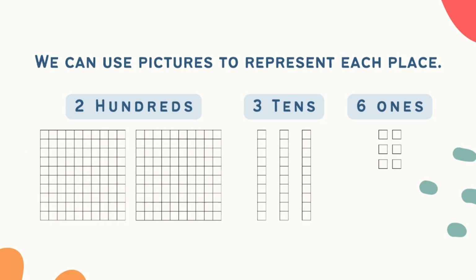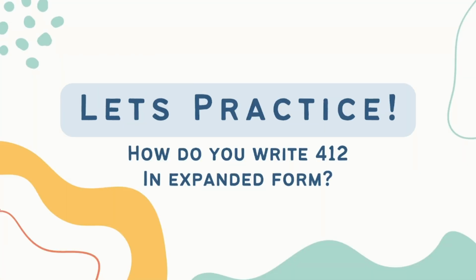We can use pictures to represent each place. 2 hundreds, 3 tens, you can see 3 tens, and 6 ones, and then you can see 6 ones. Now, why don't we go ahead and practice?